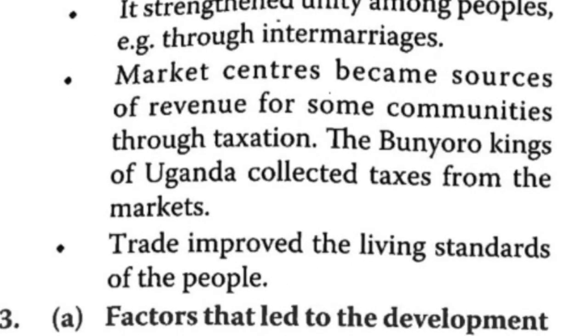Market centers became sources of revenue for some communities through taxation. The Bunyoro kings of Uganda collected taxes from the markets. Trade improved the living standards of the people.